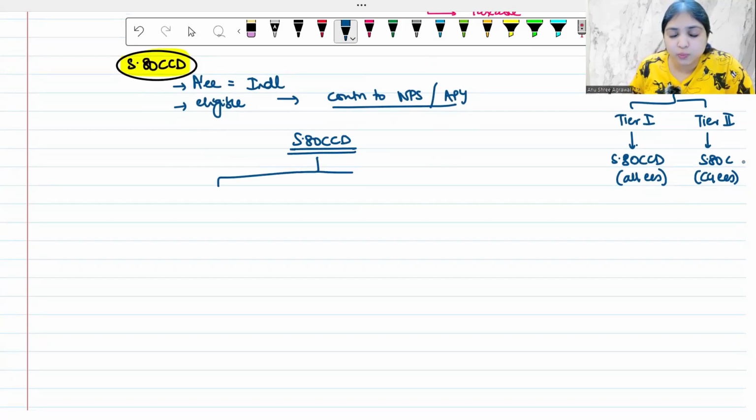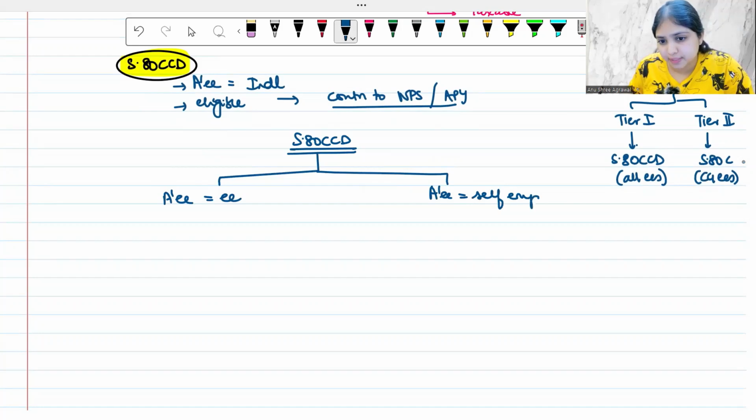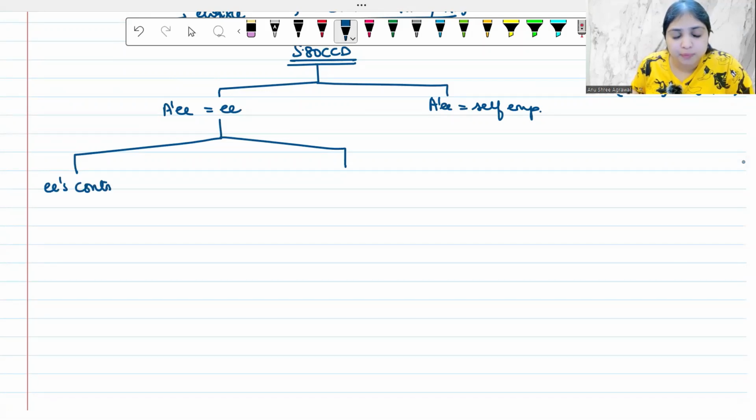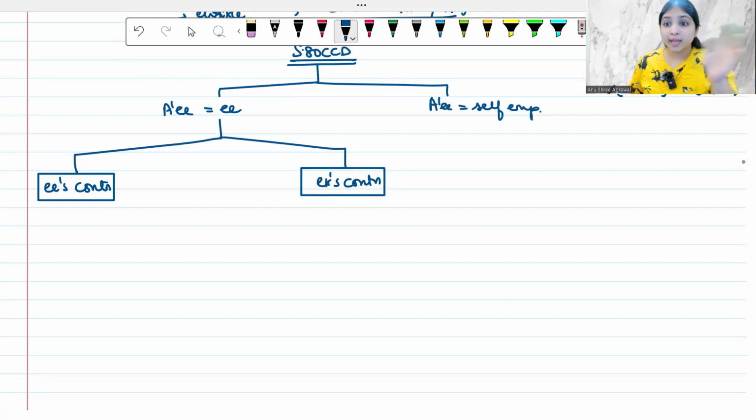Under 80CCD, the first thing that you will check is: is your assessee an employee or a self-employed person? If your assessee happens to be an employee, then you will have the employee's contribution and you will also have the employer's contribution. Just like in RPF, where employee and employer both contribute into the employee's account, even in NPS, employee and employer both will contribute into the employee's account. So we have employee's contribution and we have employer's contribution, right guys?